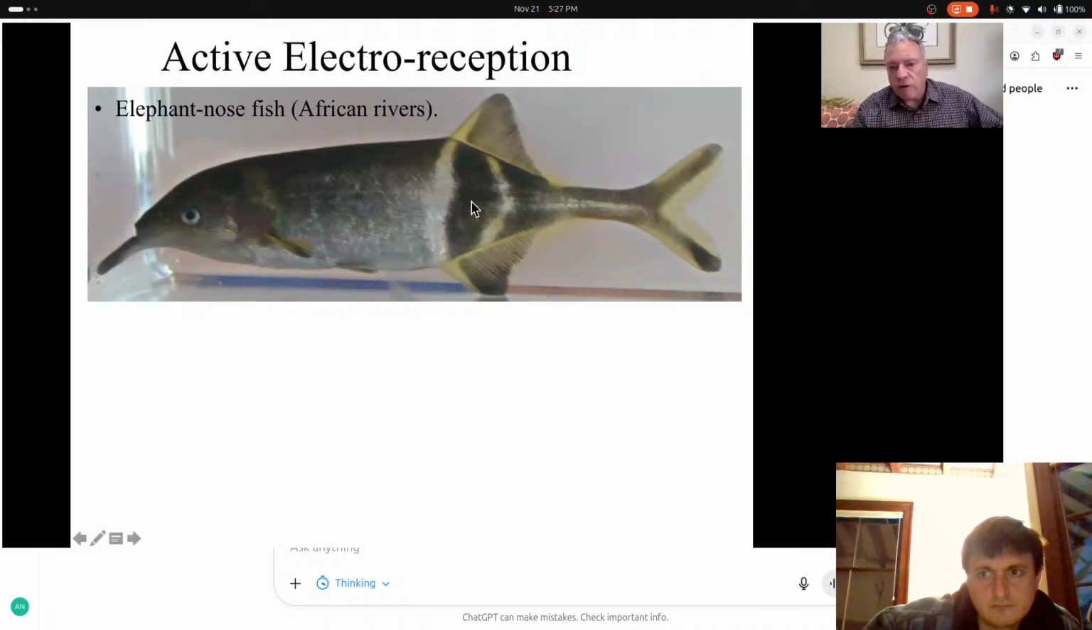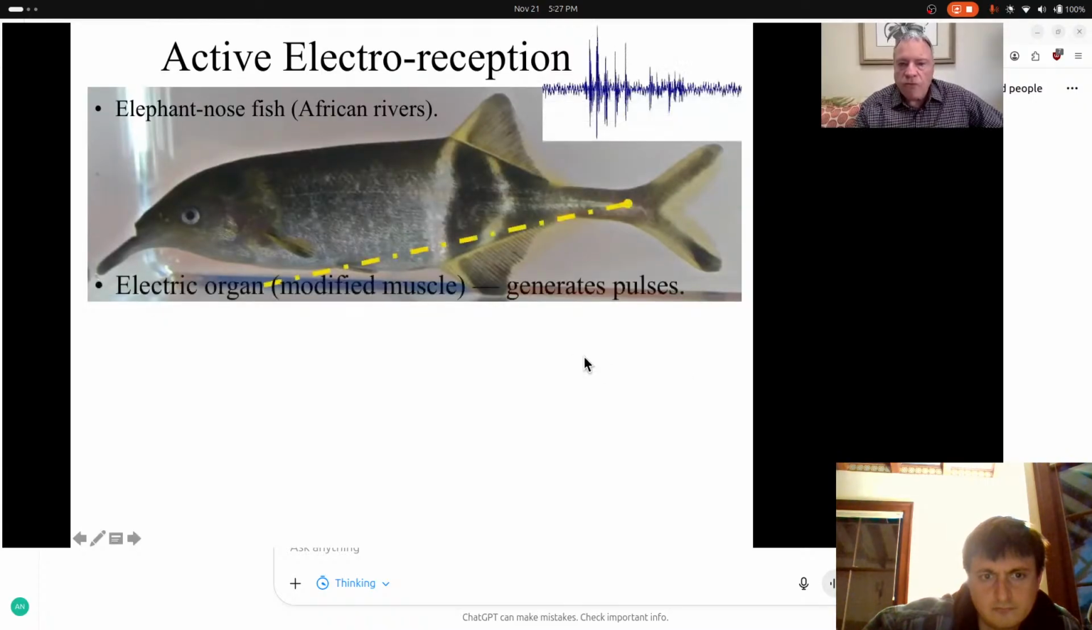And so these electric organs are located back here. Since their swim muscles have been turned into electric muscles, they have to swim now by beating their fins back and forth because they can't swim with the muscles anymore. So here, for example, the elephant nose fish is a freshwater African fish. Its electric organ, again this modified muscle, can generate electricity in these pulses. It builds up electricity and releases it in these little pulses. So that's how it creates electricity.